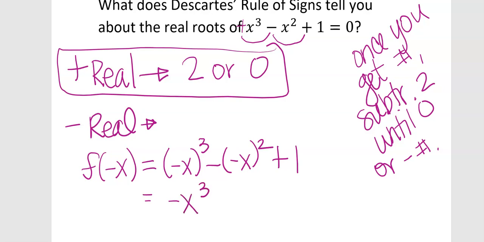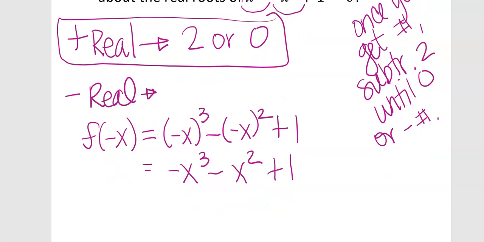So we get a negative x cubed. When I take negative x times negative x, does it change it? No, but there's a negative out in the front. So I have minus x squared plus 1. Then I'm going to check my sign changes and then I'm done. Is there a sign change from negative to negative? No. Is there one from a negative to a positive? Yes. So how many are there this time? 1. If the sign is the same, don't mark it down. If it's different, then you do.